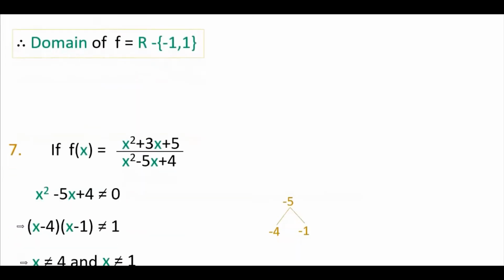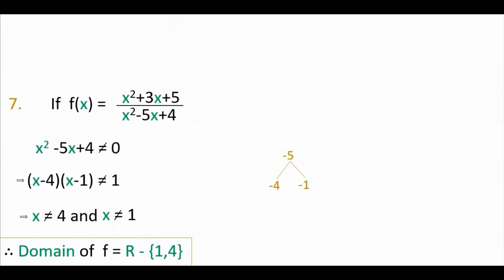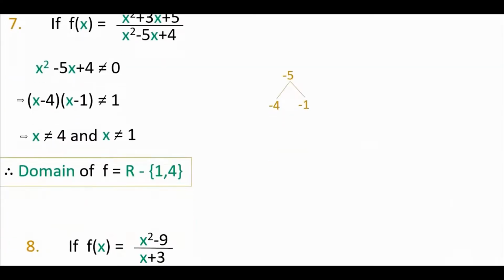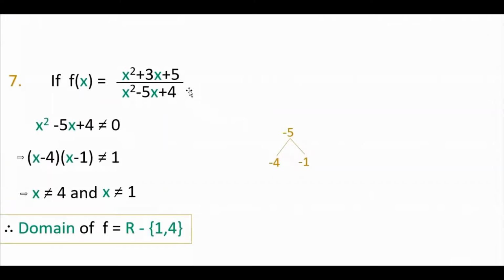And the next one is if f of x is equal to x squared plus 3x plus 5 by x squared minus 5x plus 4. So you have to check the denominator, because it should not be 0. So x squared minus 5x plus 4 is not equal to 0. If you factorize this, here minus 5x, so the factors are minus 4 and minus 1. If you multiply, you have to get plus 4. So x minus 4 into x minus 1 is not equal to 0.